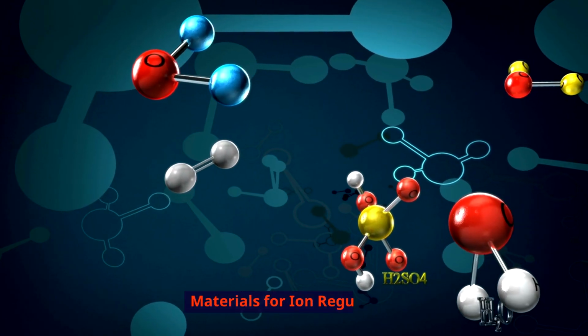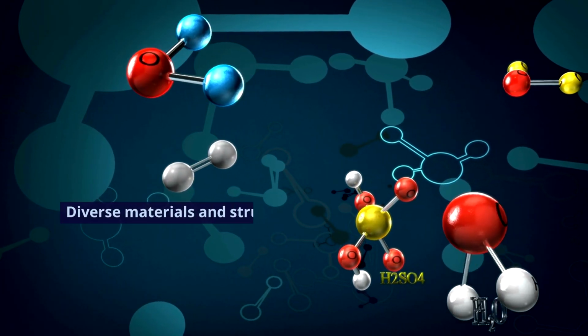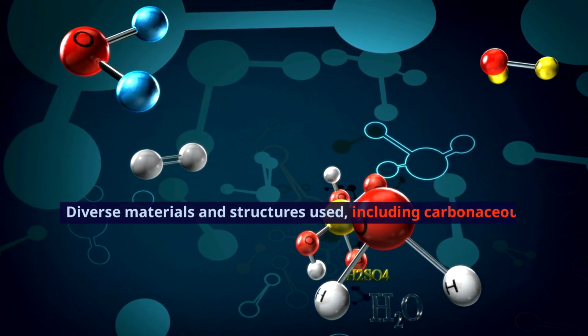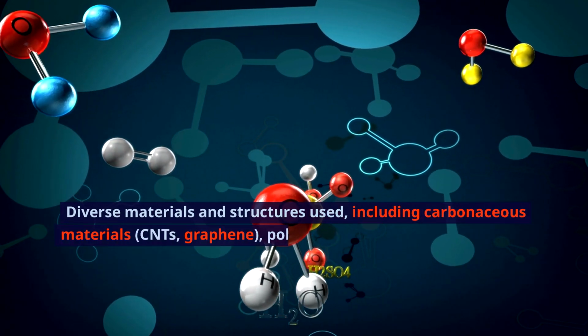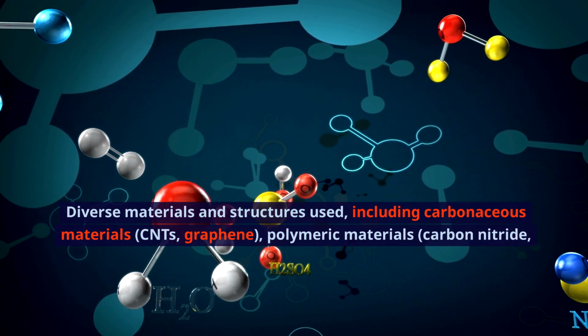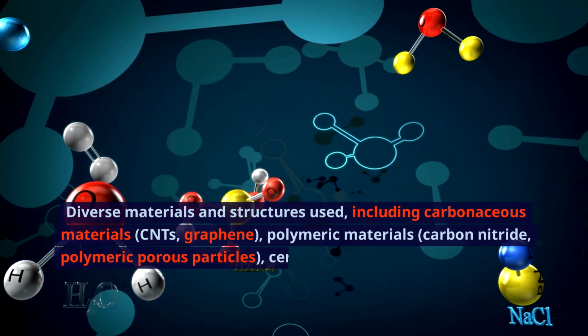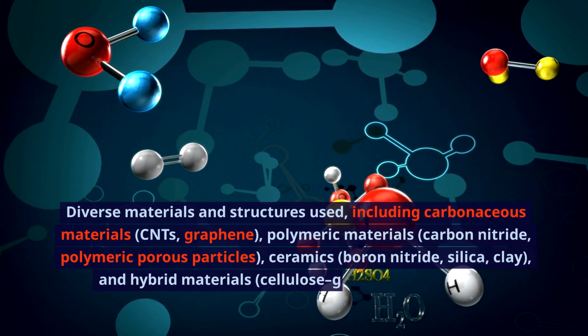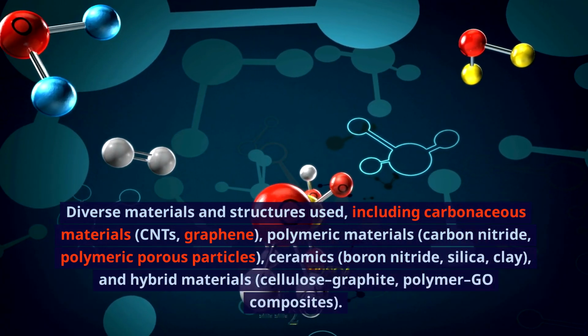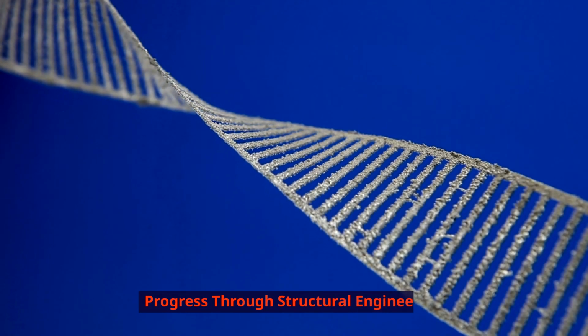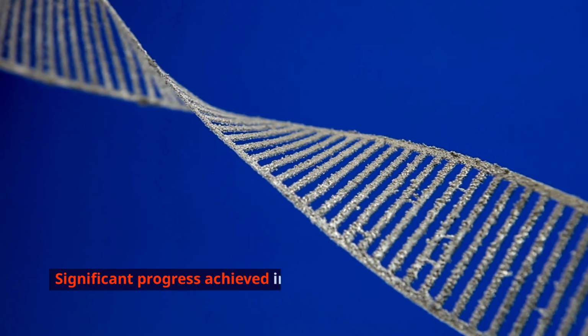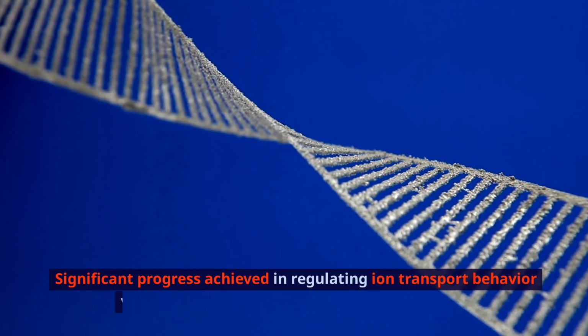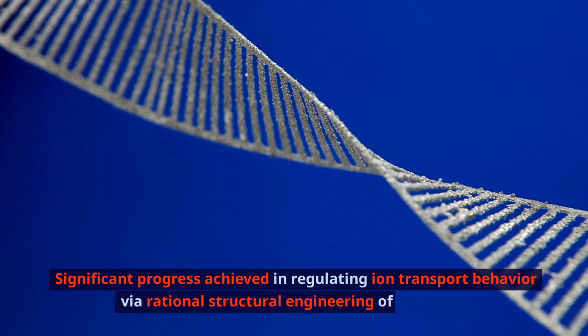Materials for ion regulation. Diverse materials and structures are used, including carbonaceous materials, CNTs, graphene, polymeric materials, carbon nitride, polymeric porous particles, ceramics, boron nitride, silica, clay, and hybrid materials, cellulose, graphite, polymer composites. Progress through structural engineering. Significant progress has been achieved in regulating ion transport behavior via rational structural engineering of materials.